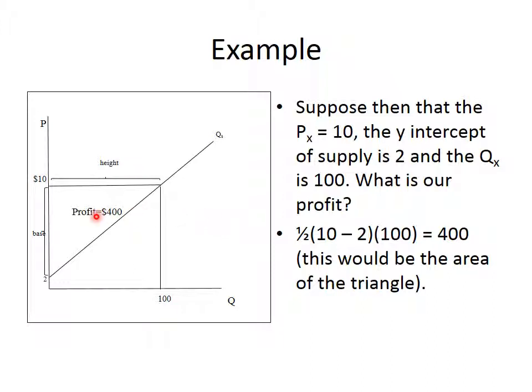Which means if that's our profit, what's our cost? Well, this entire space is 1,000. 400 is our profit, so 600 is our cost. 1,000 minus 400. And as I said, it doesn't matter which of these two things we use for base and height. If we used this as the base, 1/2 of 100 is 50, times 10 minus 2, which is 8. So 50 times 8 is 400. Doesn't matter which one. It's multiplicative, so it's the associative property of mathematics.